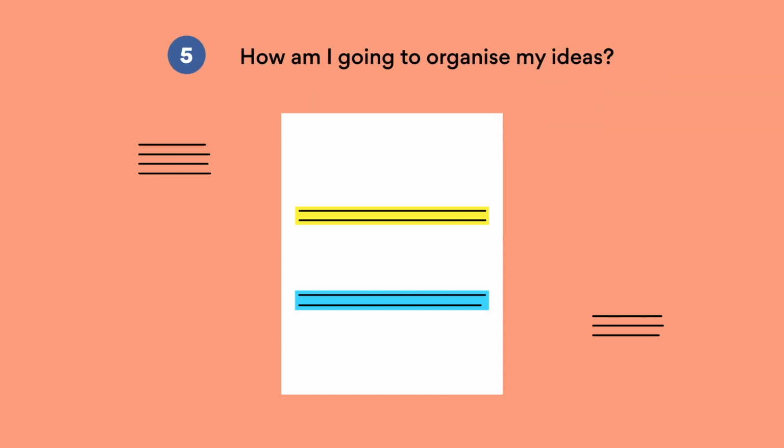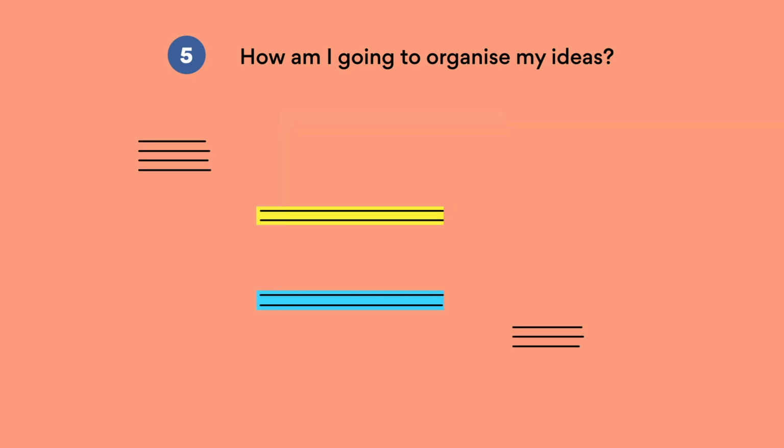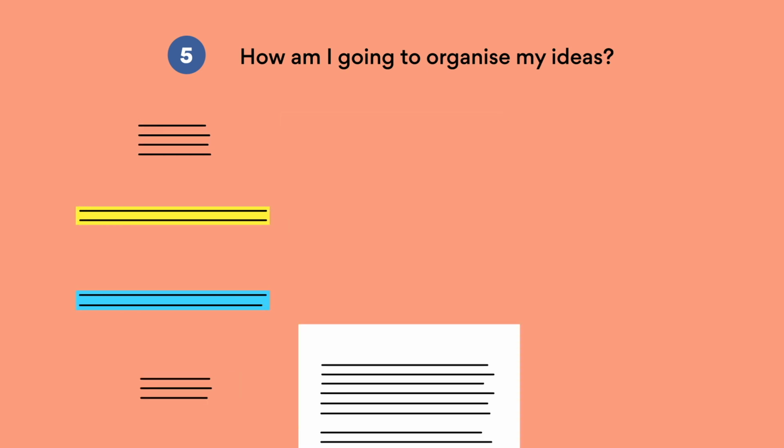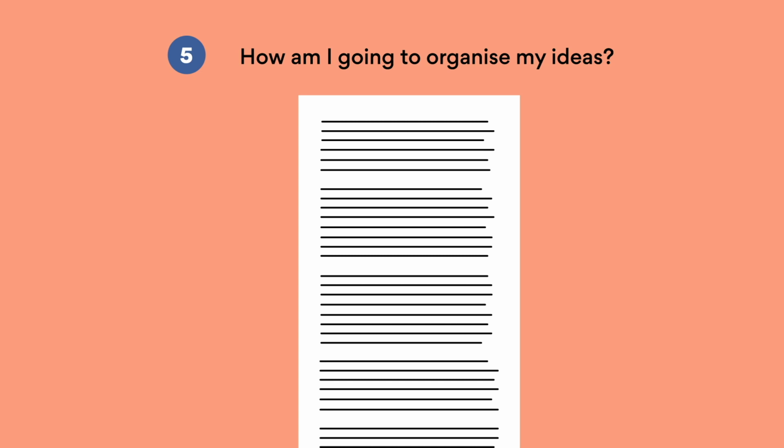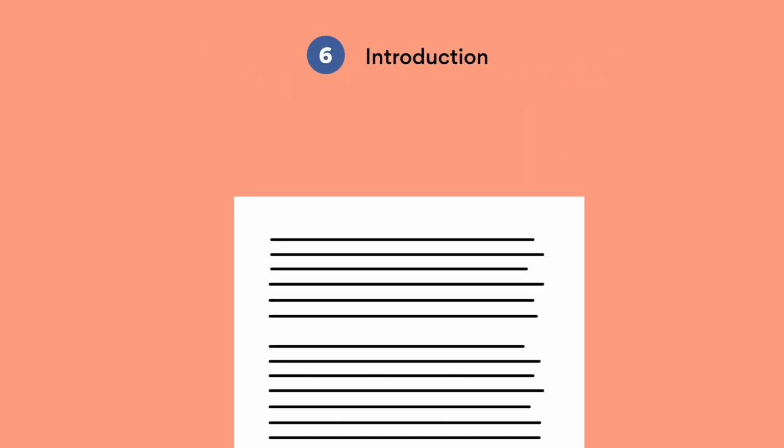Step 5. How am I going to organise my ideas? So now it's time to group the features that you've identified and labelled into paragraphs. Think about the order that you are going to discuss them, and if you're approaching the AC holistically, ensure that you aren't going to want to talk about the same feature more than once in different places or in different paragraphs.